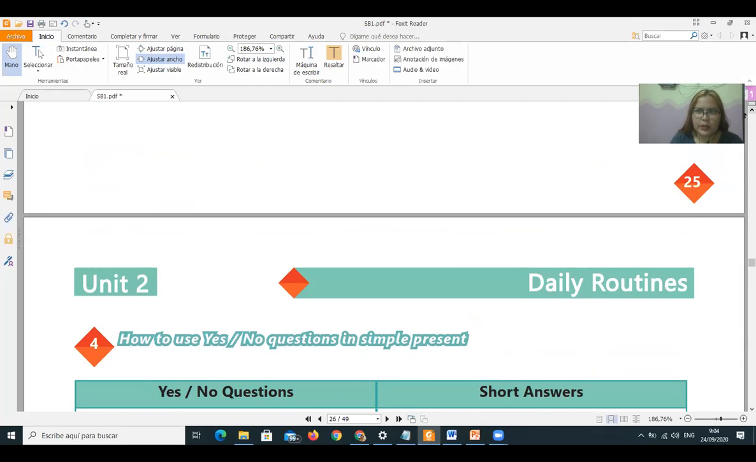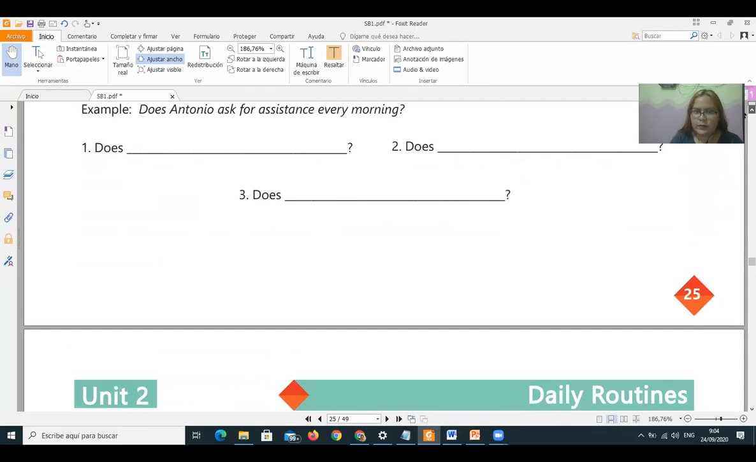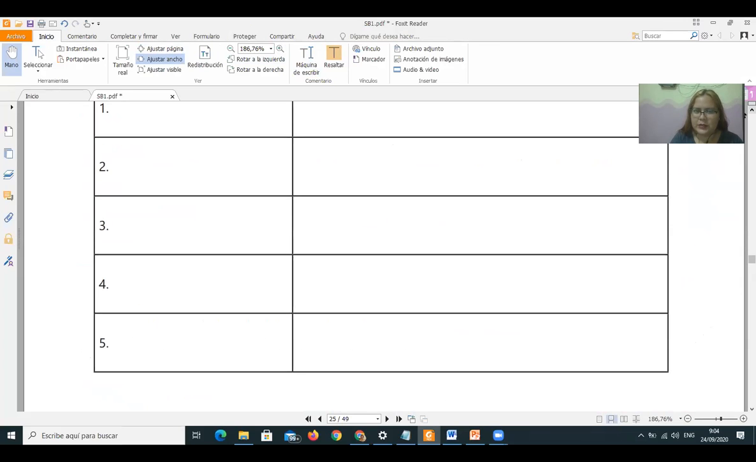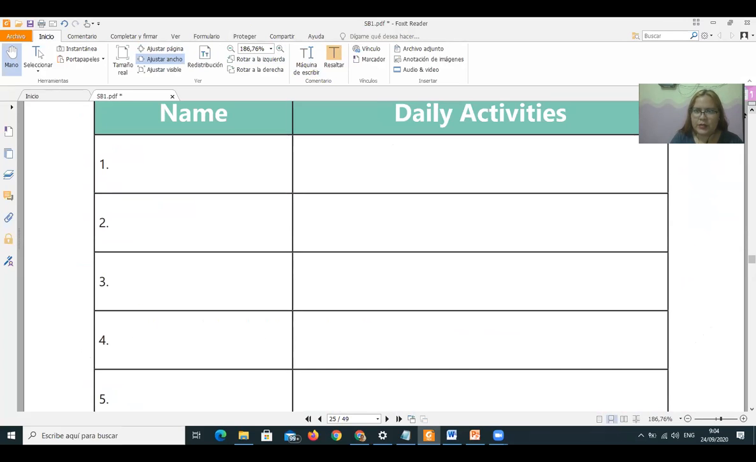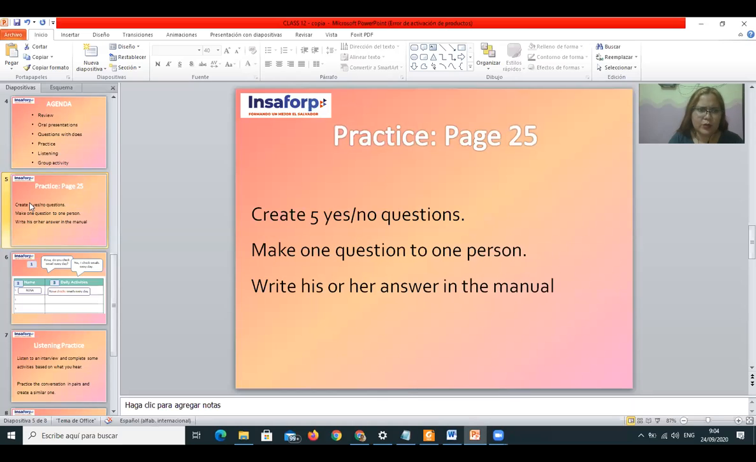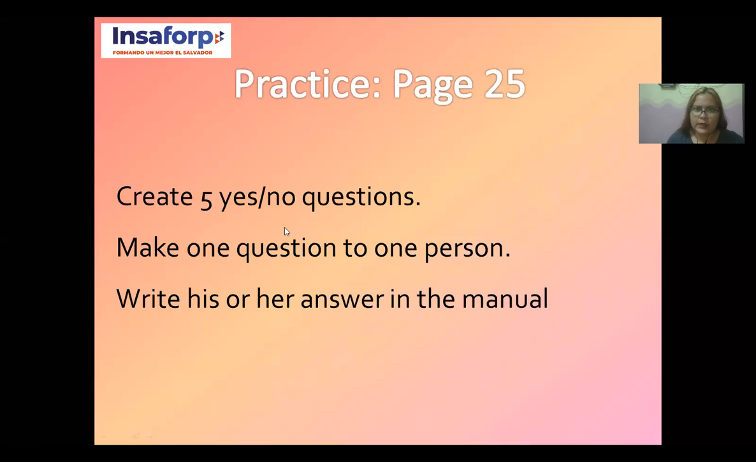Okay, on the previous page, on page 25 in the manual, we have this chart. Look, we have a chart over here. It says name and daily activities. What are you going to do over here? Right now in your notebook or in a Word document, in any place where you're writing, what you have to do is this.